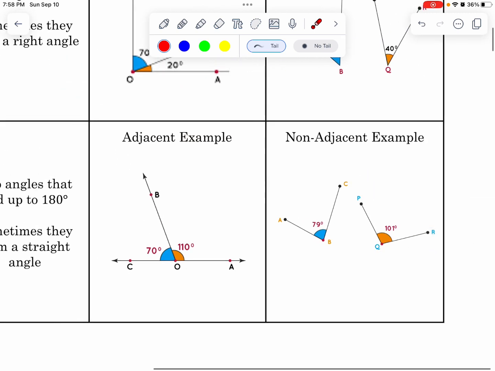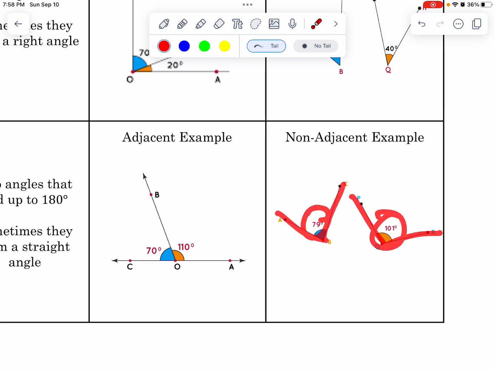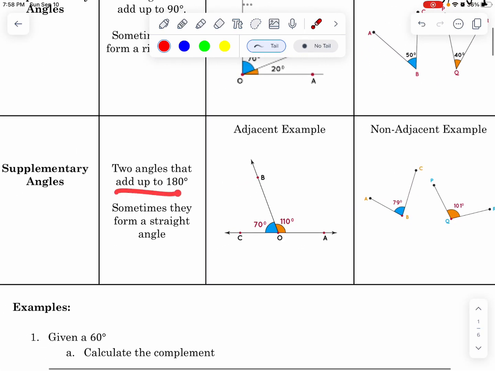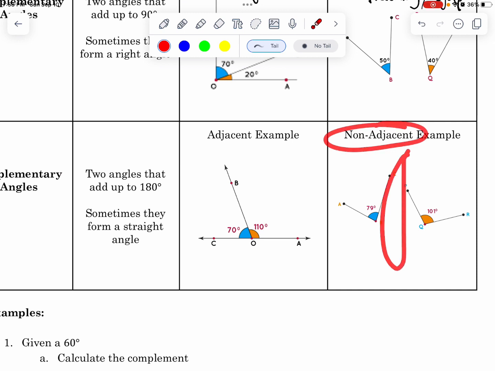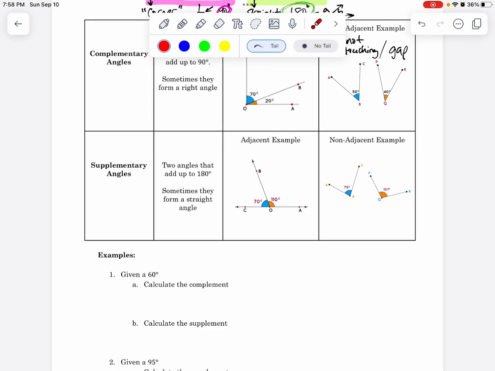And we have another non-adjacent example over here. There are two angles right here. And if you take 79 and 101 and you add them together, they do equal 180. That means by definition, they add up to 180. They are supplementary, but they are non-adjacent because we have this big gap in between them. They are not touching. They are not sharing a ray.